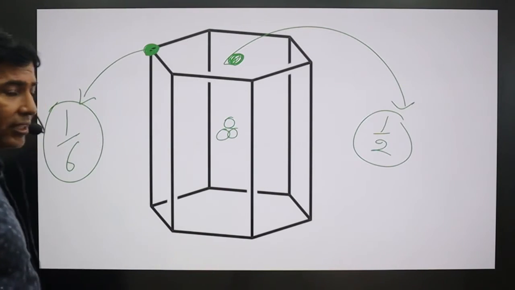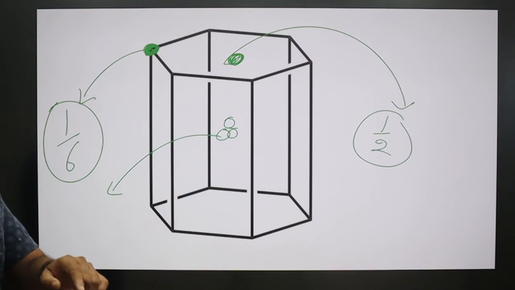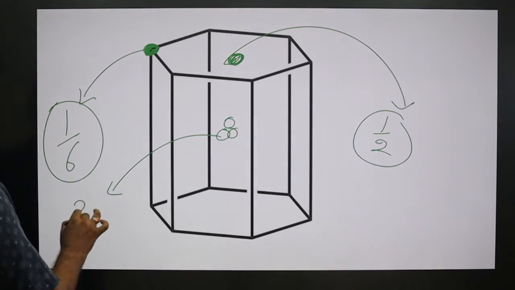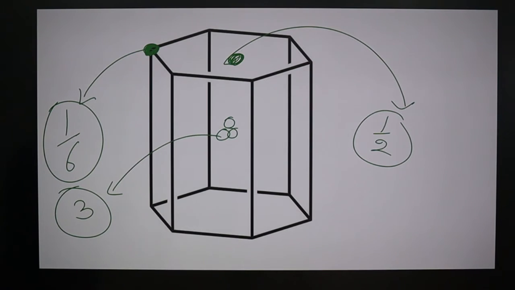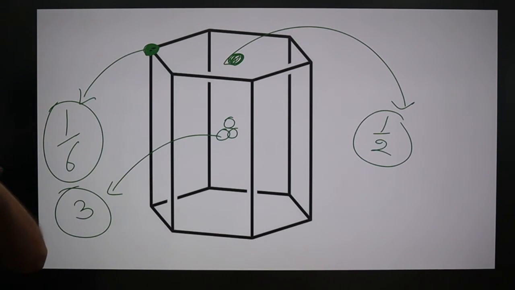And in case if the atoms are present at the center, always keep in mind there are 3 atoms present at the center. Then atoms present at the center in hexagonal unit cell, contribution of atom is always 3. This is how we can calculate the number of atoms present in a hexagonal unit cell.